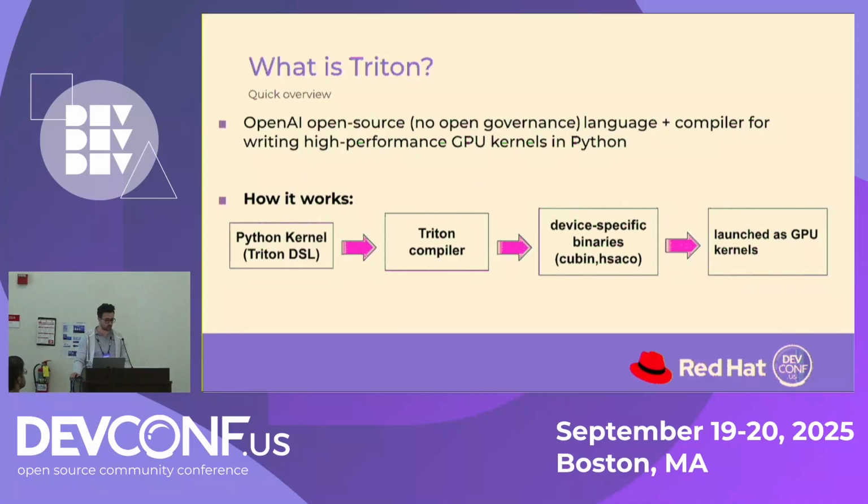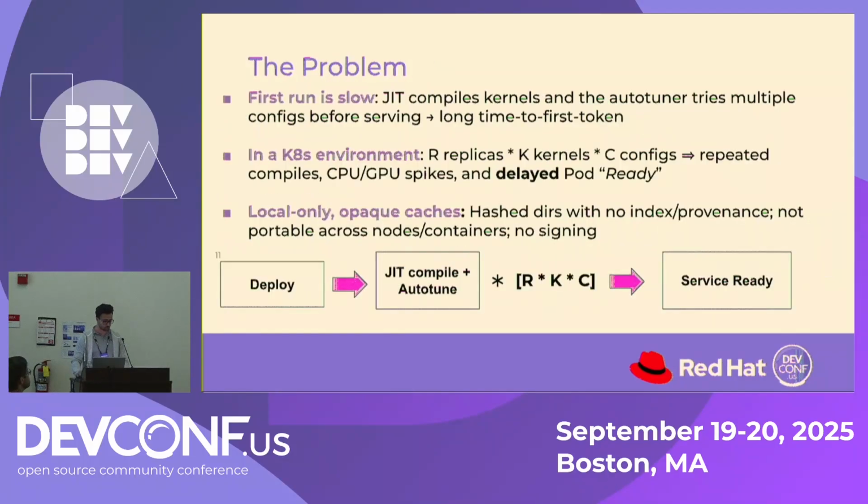How does it work? We write our Triton kernel using the Triton DSL, and then the Triton compiler compiles device-specific binaries. Upstream right now, Triton supports NVIDIA and AMD GPUs. The artifacts of those are the Cubin and HSACO, and then the GPU kernels are launched on the GPU.